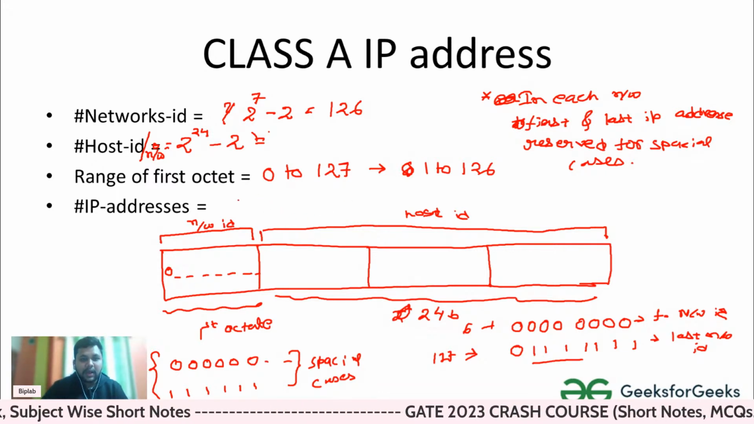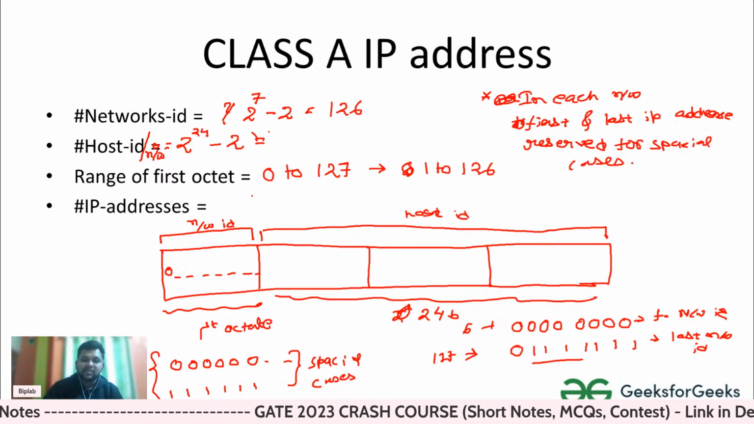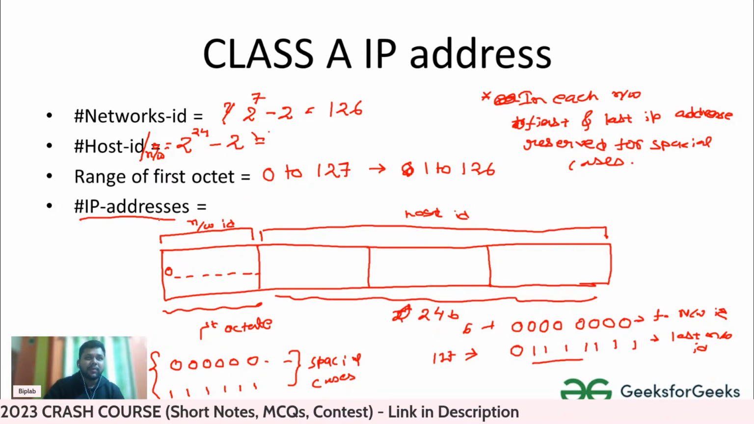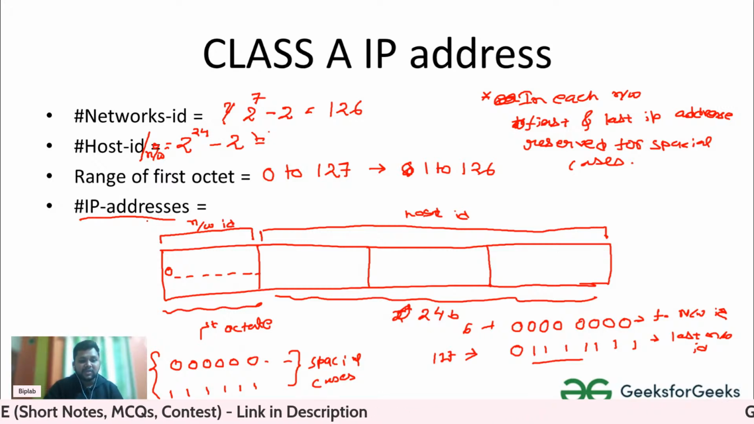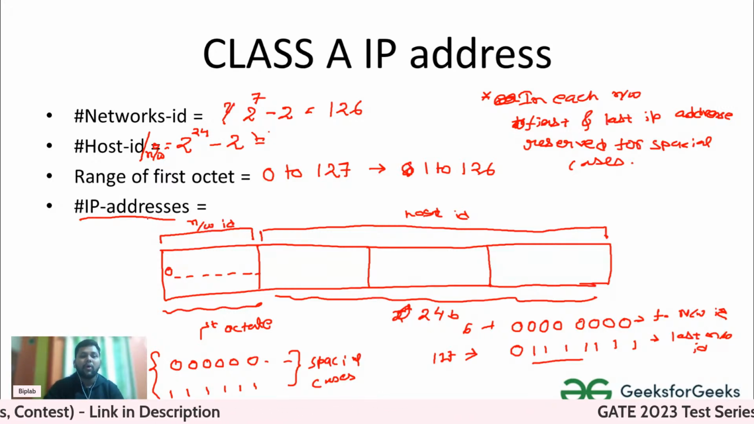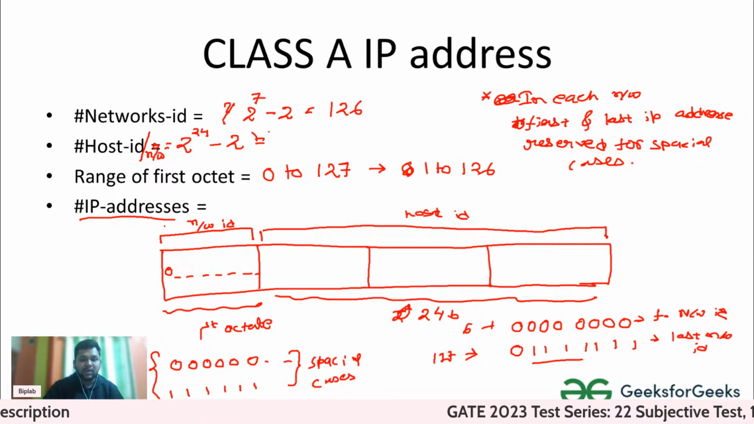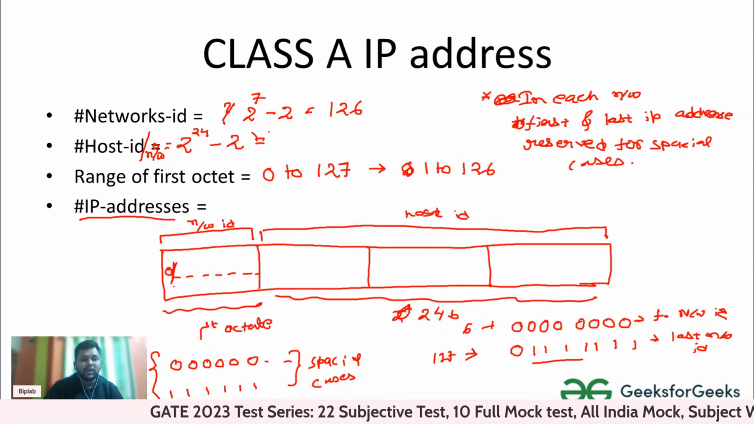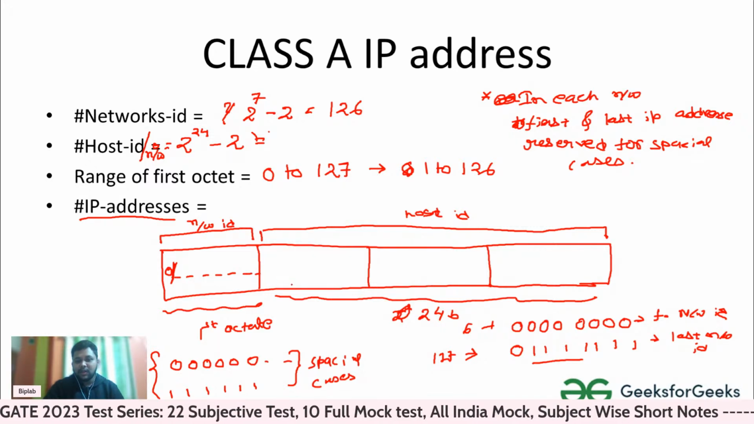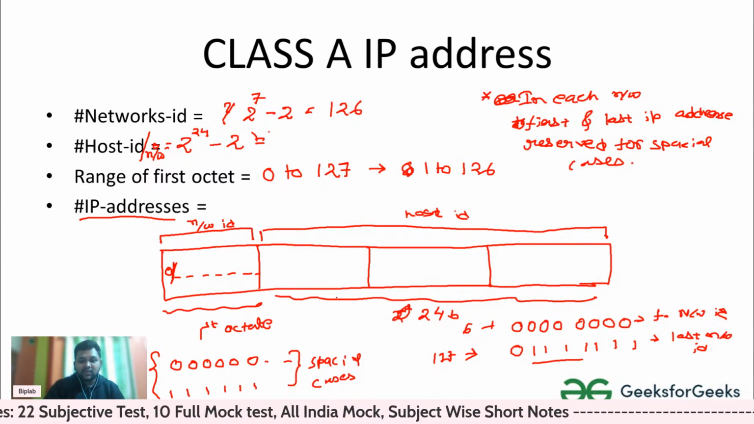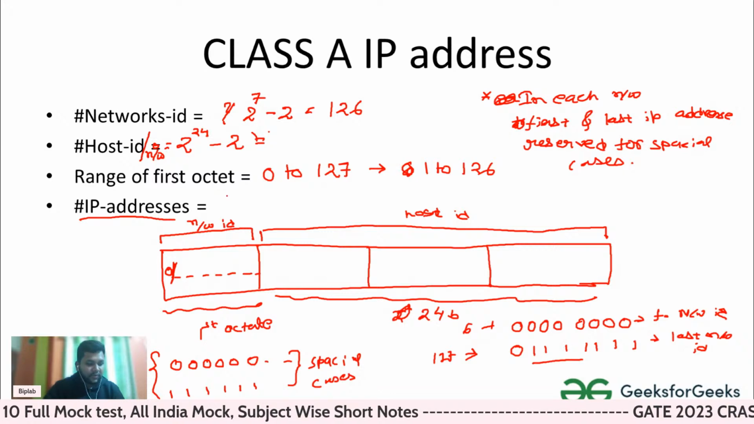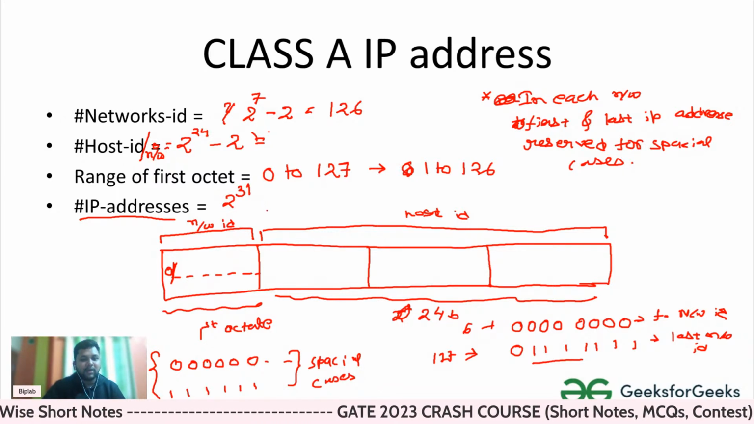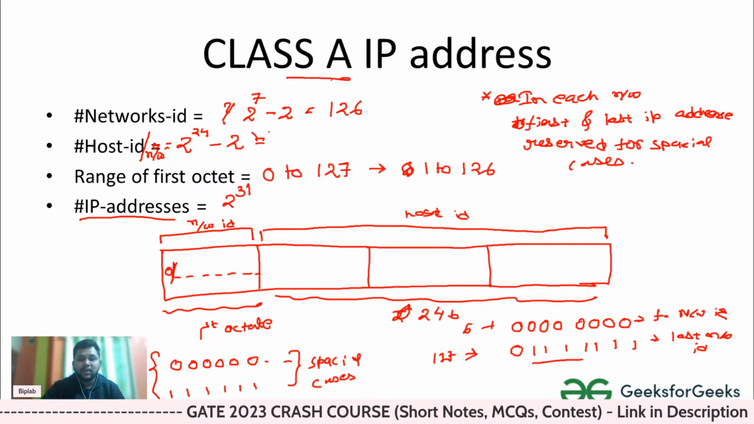And how many total IP addresses are possible? When we say number of IP addresses, we don't think about usable, not usable, special cases, non-special cases. We talk about all possible IP addresses. Since one bit is reserved, you cannot have any possibility there. Other than this bit, there are still 31 bits left. So there are a total of 2 to the power 31 possible IP addresses in class A.